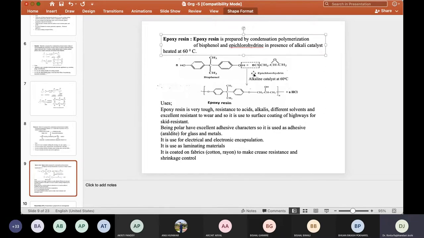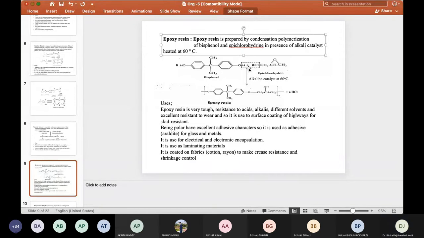Now for this, the side products. All these are condensation polymers. In addition polymerization there is no side product, just the monomer changes into polymer, whereas in condensation polymers, monomers condense together to form the polymer along with other side products like HCl, water, ammonia. So here the side product is HCl.